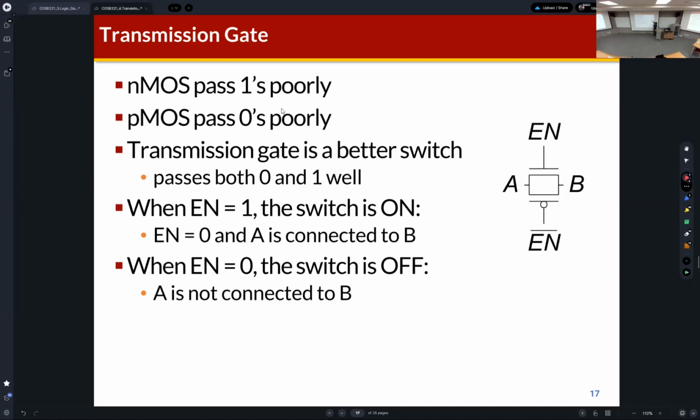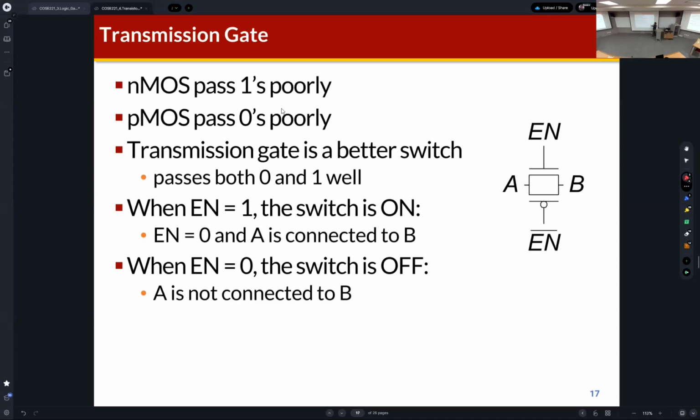You understand? If EN is 1, then A is connected, because you can see the bar here, which means it's the inverse of the enable signal. So if this is 1, then EN bar is 0. So 0 is connected to the PMOS gate, so A is connected to B. On the other hand, if EN is 0, then A is disconnected from B. So by combining an NMOS and a PMOS transistor, we can build the transmission gate.